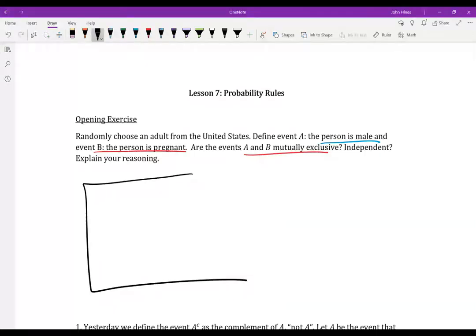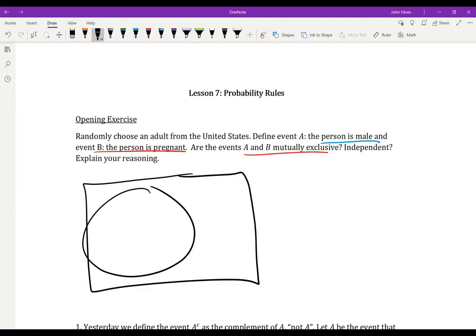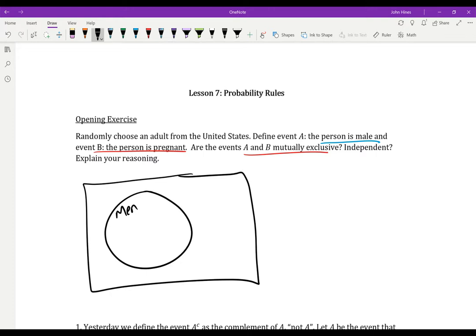So if I was to draw a Venn diagram for this, here are all the men. Let's keep it in the circle. Here are all the men in America. And over here are all the pregnant people. So what do you notice about these two circles? They don't intersect like they normally do. So the probability of A and B is 0. So what this tells us is since there's no intersection, there's no and, there's no both, these events are mutually exclusive.